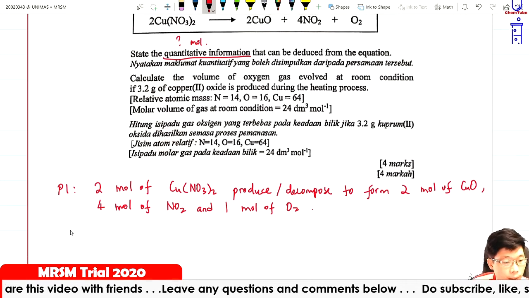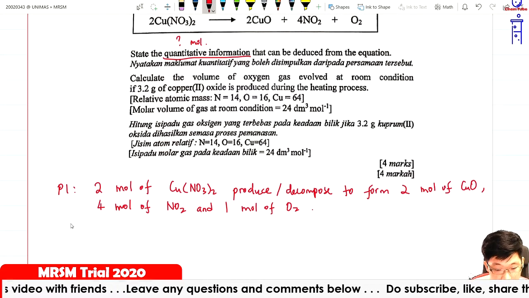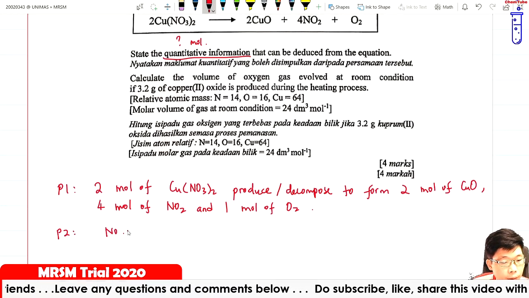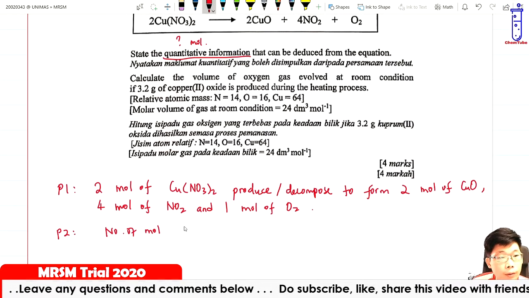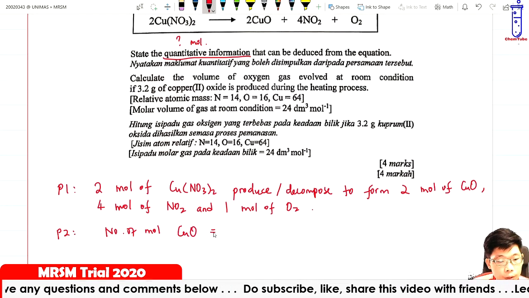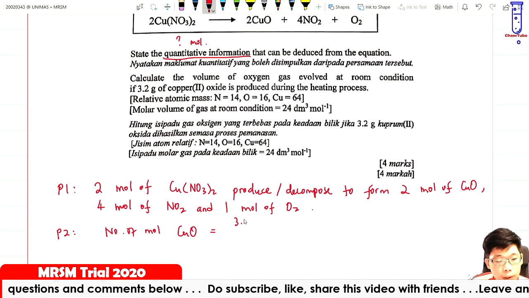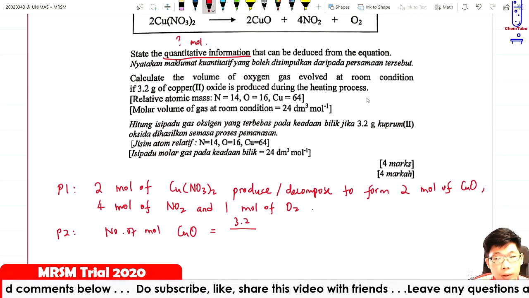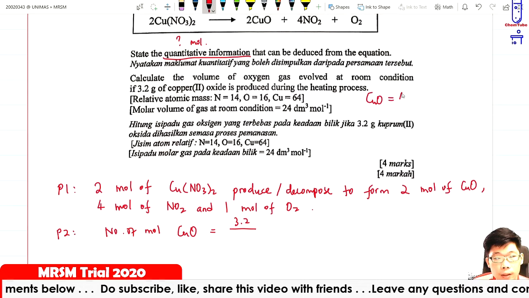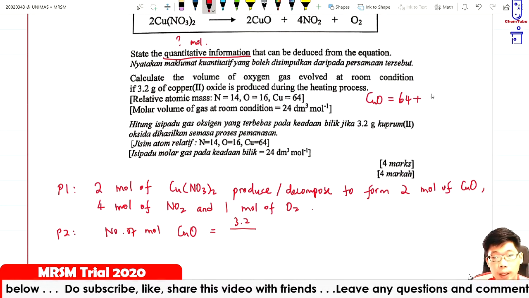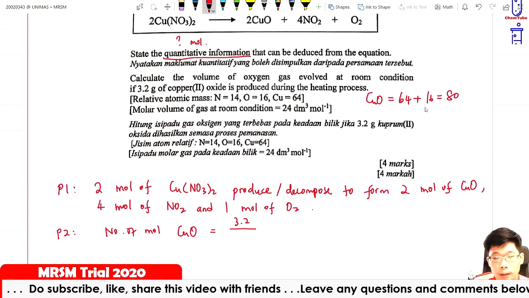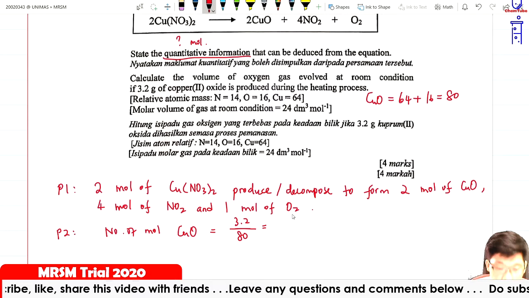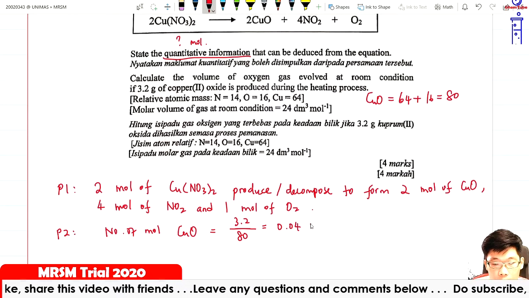Then point number 2 we can write is the calculation number of mole of copper 2 oxide given to you. So given to you is 3.2 over the molar mass for the copper 2 oxide. So copper 2 oxide is 64 plus 16, so it's 80. 3.2 over 80, so you will get 0.04 mole.